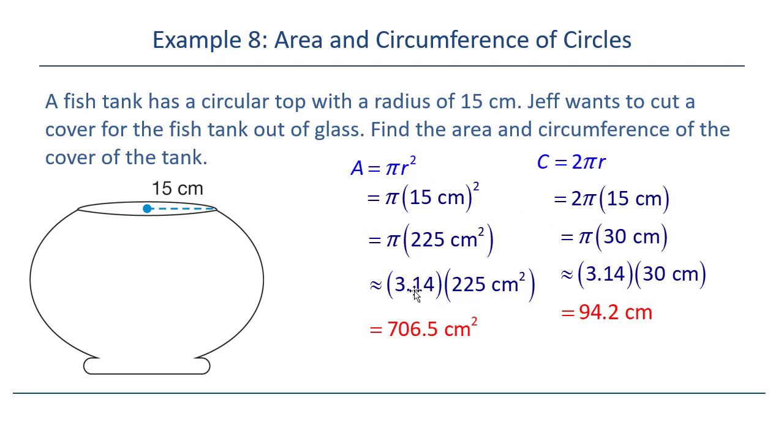But in any case, here's how we can calculate area very simply by just plugging in for our r, and here's how we can calculate circumference. Just remember that you do order of operations correctly. You square it first, then you multiply it by pi, and then you're done.